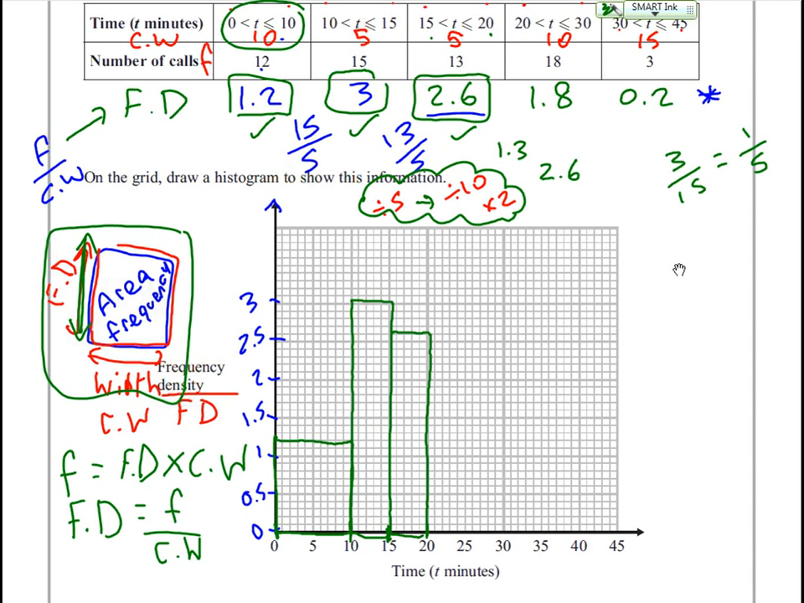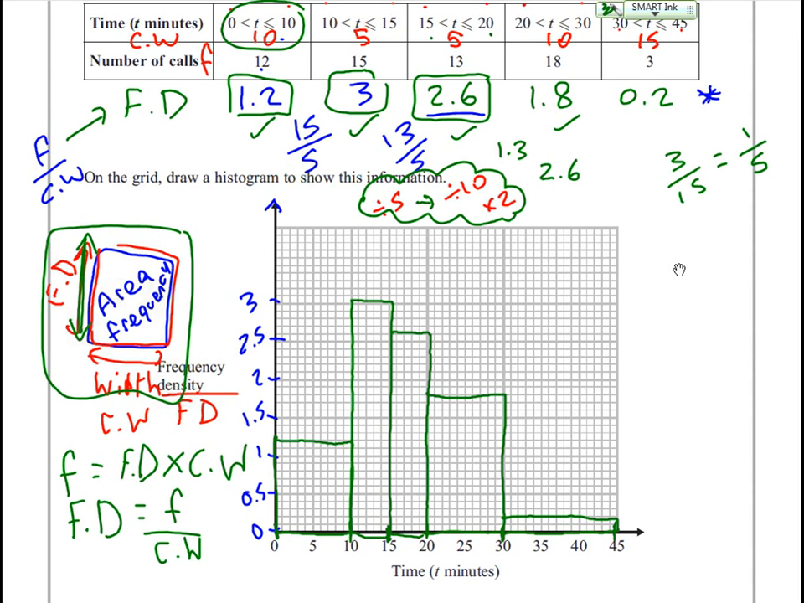Next one, 20 to 30, a little bit wider. It goes up to 1.8. Done. Next one is 30 to 45. Not 40, 45, so it's a bit wider. It goes up to 0.2, not very high at all. On our scale that we've used, each little square represents 0.1. That is your histogram drawn.